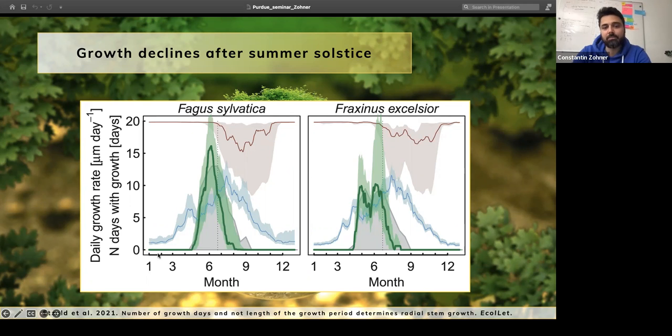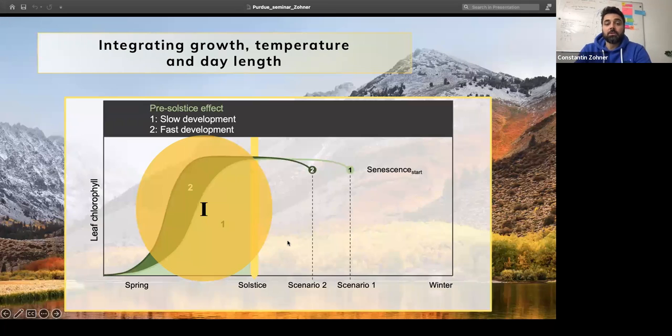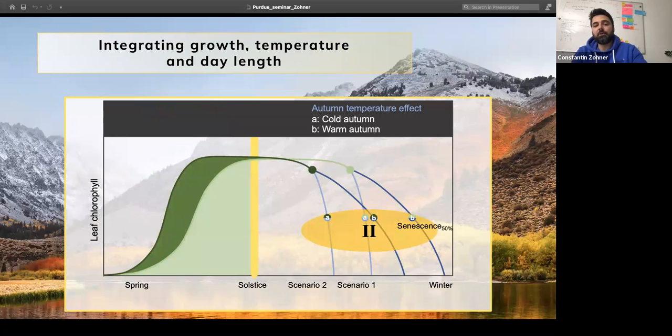In this graph, the green curve shows the cell division rates, stem growth rates, and we can see that for both these tree species, it's always highest before the summer solstice and really strongly decreases thereafter. So we have this first hypothesis, which relates to these pre-solstice effects, and then the second idea is that the progression of senescence should be strongly driven by autumn temperature.